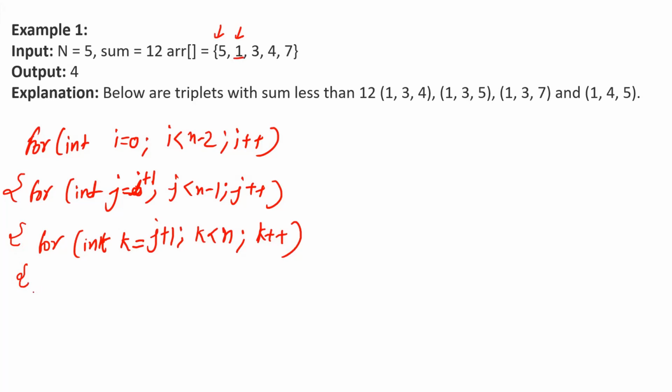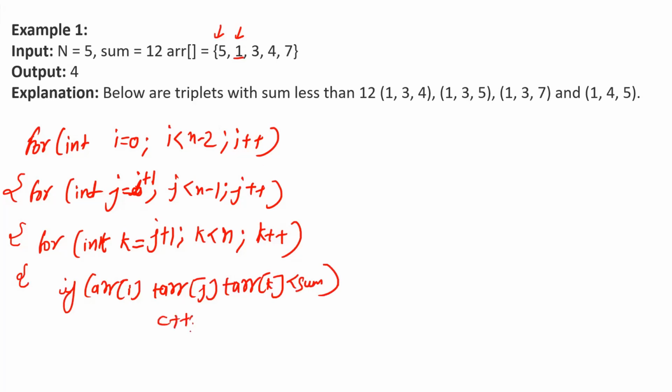And now inside this for loop, what we can do is we can simply check that if arr[i] + arr[j] + arr[k] is lesser than the given sum, we can have a count variable and we can just increment it if this condition has been satisfied, right? So this should be one approach in your mind, that this is how we can achieve the given target that is given to us.